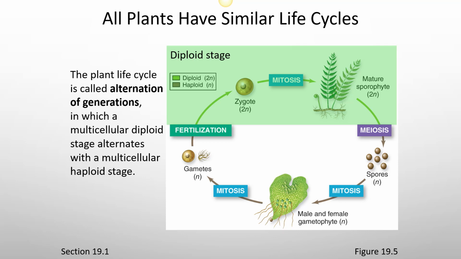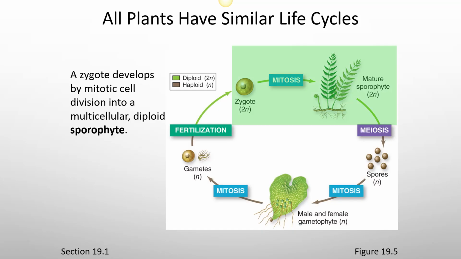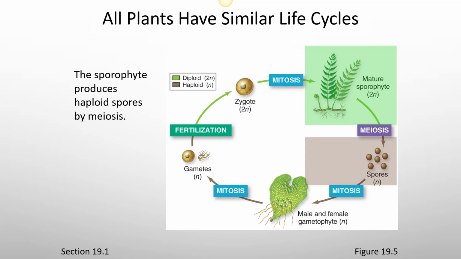So here's the diploid stage, and here's the haploid stage. A zygote develops by mitotic cell division into a multicellular diploid sporophyte. The sporophyte produces haploid spores by meiosis. So the sporophyte is kind of the mature plant here, and this mature plant is going to produce these haploid spores.